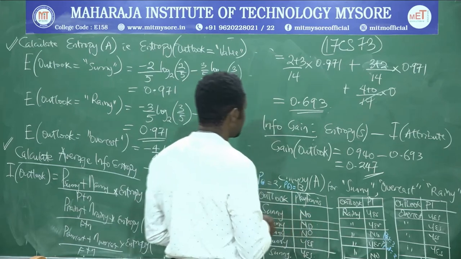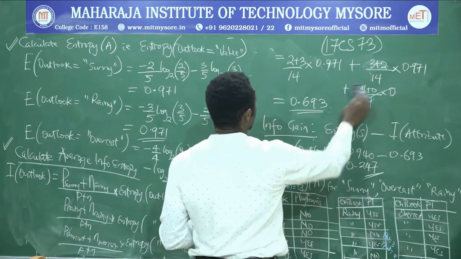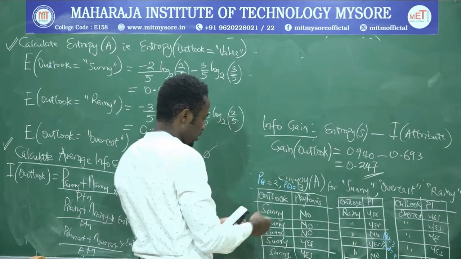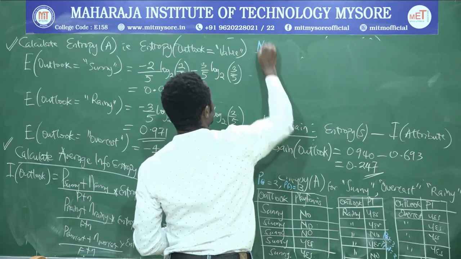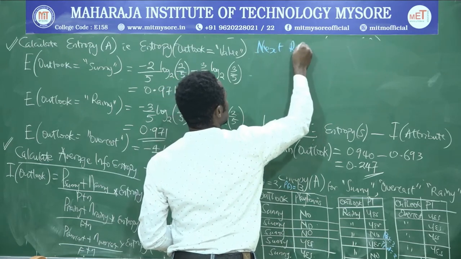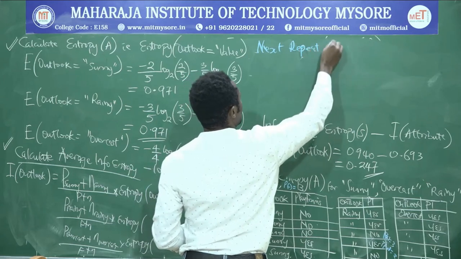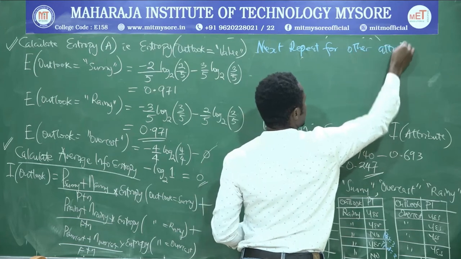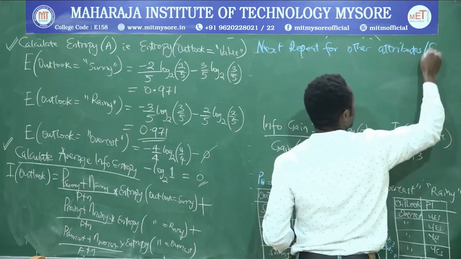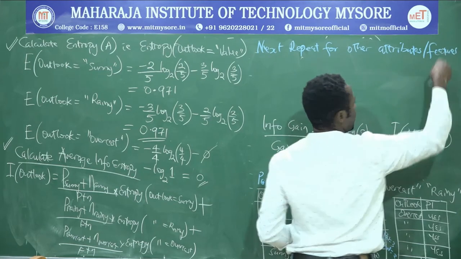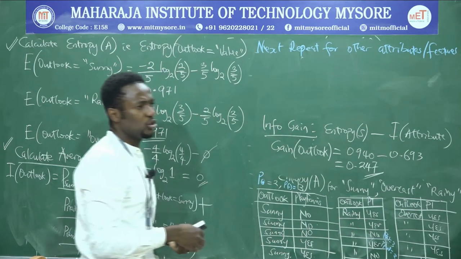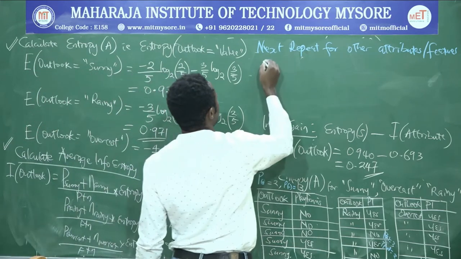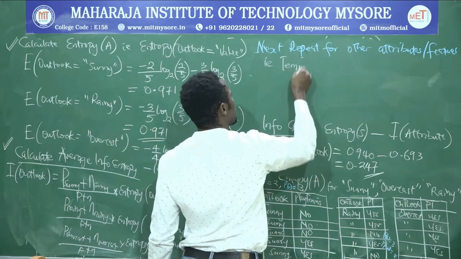So your assignment will be, I'm going to wipe this, next, repeat for other attributes. Attributes are known as features, or columns. You have to do this for other attributes. What are the attributes now? Temperature, humidity, and windy.